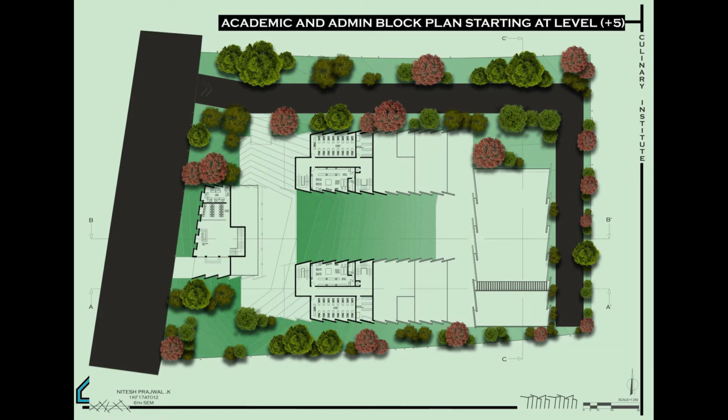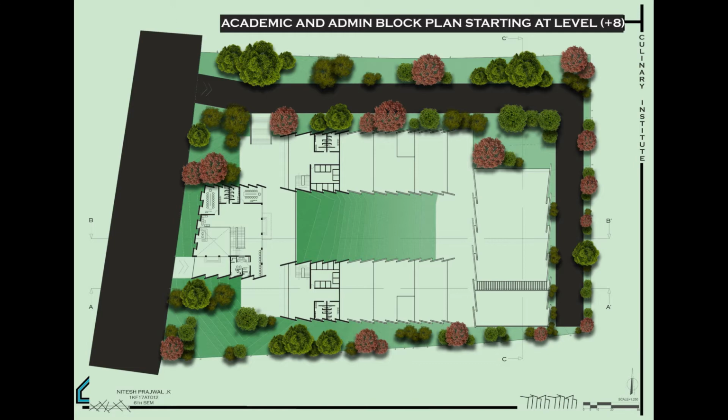As you can see, the admin block also starts at +5. There is an entry from the main road for the principal or management people. As we enter the block, there are stairways leading to the upper floors in the admin block, and there is a reception desk, waiting lounge, and a clerk's office at level +5.